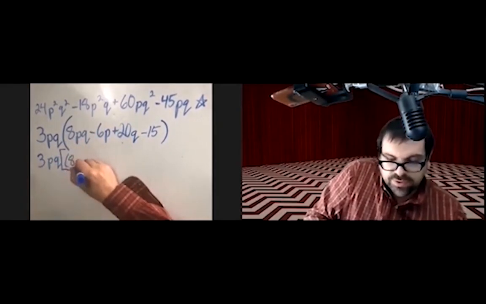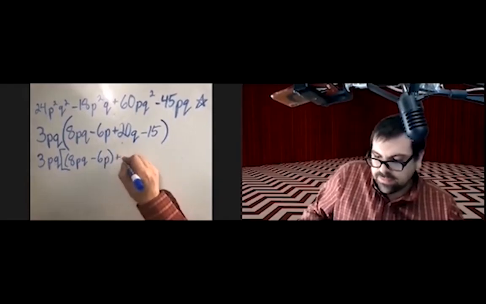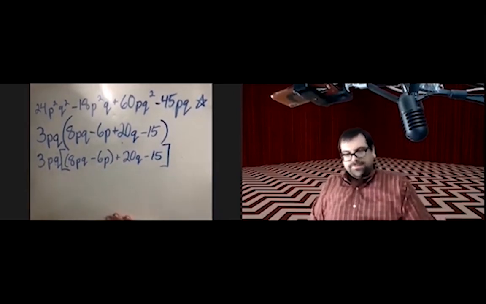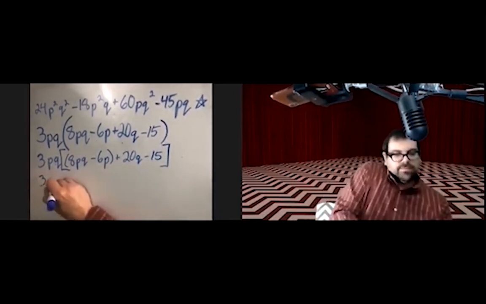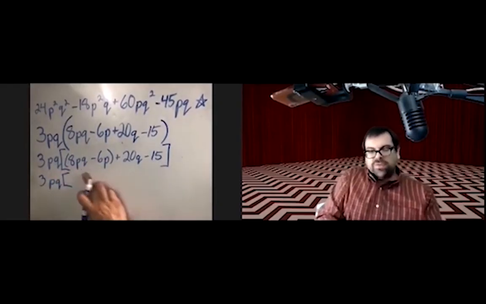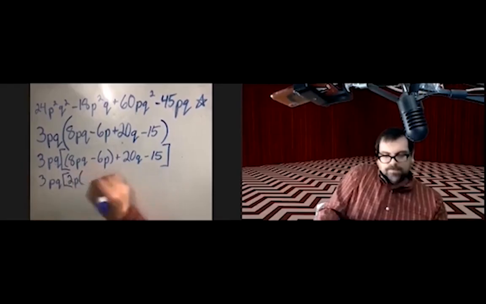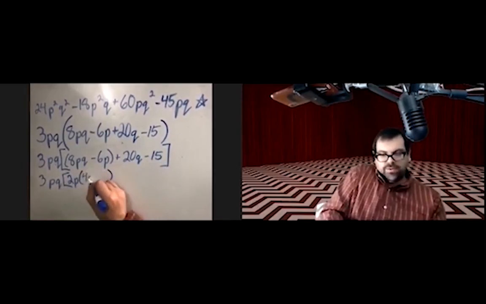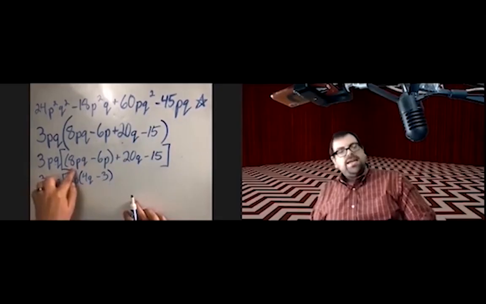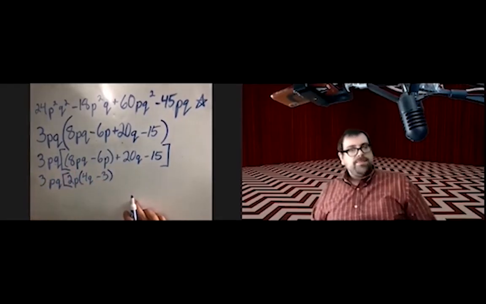In the meantime, if we look in here, I want to group these first 2 terms, 8pq minus 6p. I'm not going to group the rest. We know how to handle that when we get there. What can we factor out of these? 2p. What are we left with? 4q minus 3. 2p times 4q is 8pq. 2p times negative 3 is negative 6p.